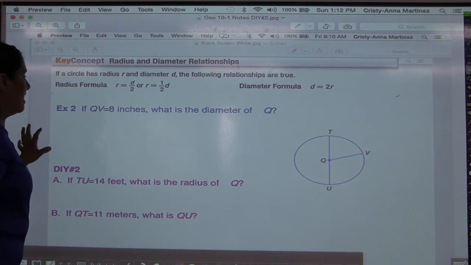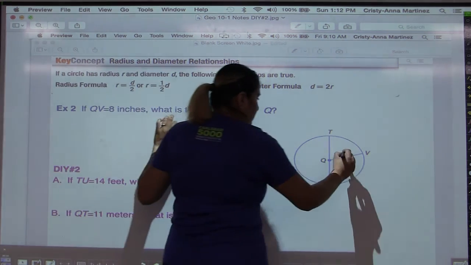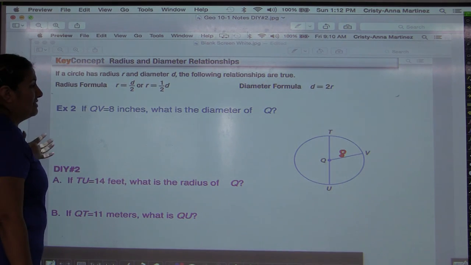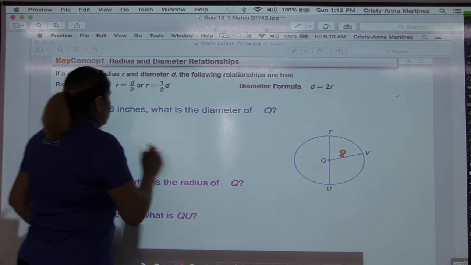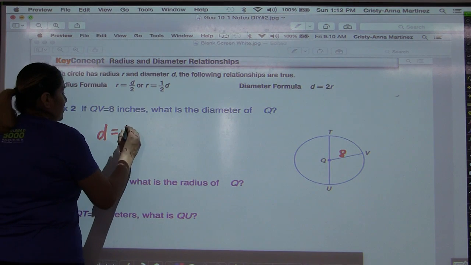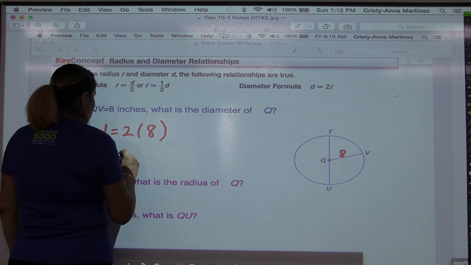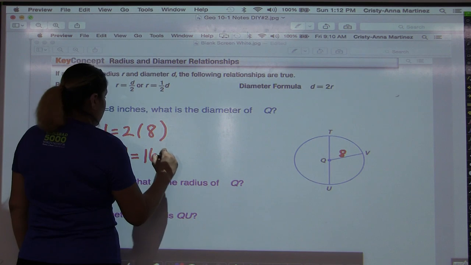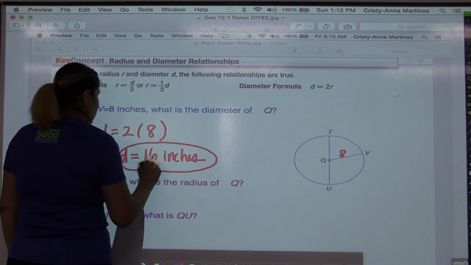So here in example 2, QV equals 8 inches. So we know that this distance here is 8 inches. And it wants to know what is the diameter. Since we're given the radius, it makes more sense for us to use this formula. So we're going to say that the diameter is equal to 2 times the radius. And since the radius is 8, we know that the diameter is 16 inches. And just like that, we have found our diameter.